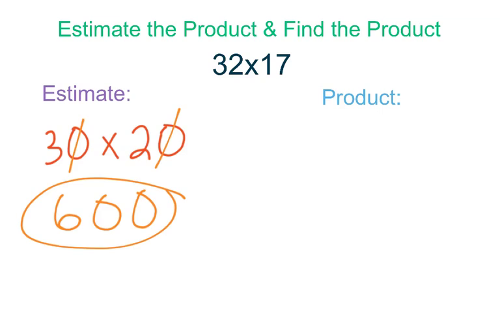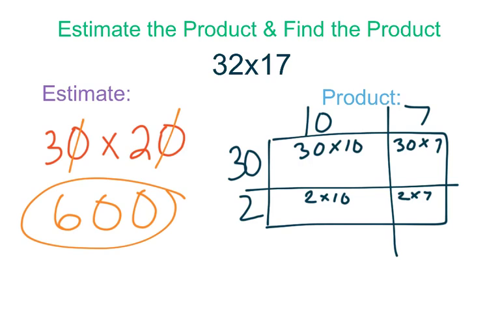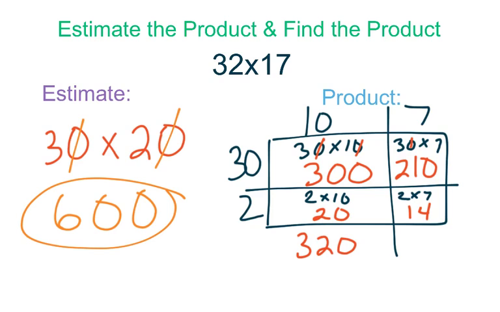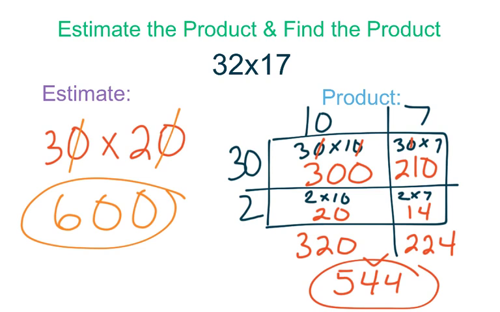So then I'm going to use the area model to solve this problem. So here is my area model all set up. I'm going to cross those zeros out. 30 times 10 is 300. And I get 210, 20, and finally 2 times 7 gives me 14. I'm going to go ahead and add down, and I get 320 here, and then I get 224 on this side. And when I add these two pieces, I get 544 as my product. 544 is pretty close to my estimate of 600, so I know at least I'm in the right ballpark.